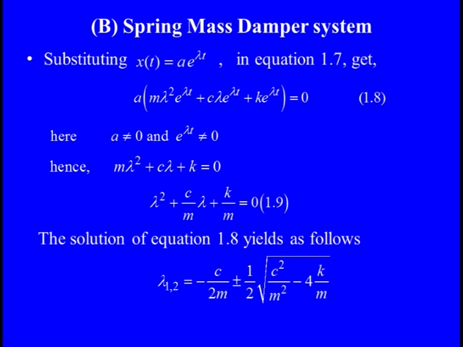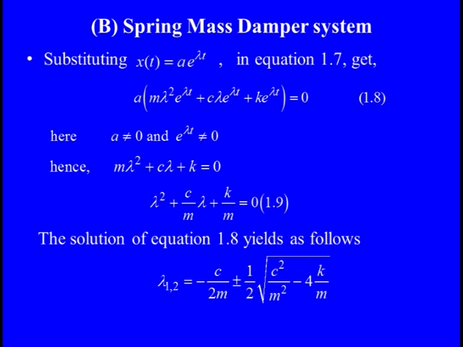Now, if we go again to the same harmonic motion, we know that this oscillation is periodic, and x of t equals A into e to the power i omega t. Then we substitute that into the same equation, mx double dot plus cx dot plus kx equals 0.